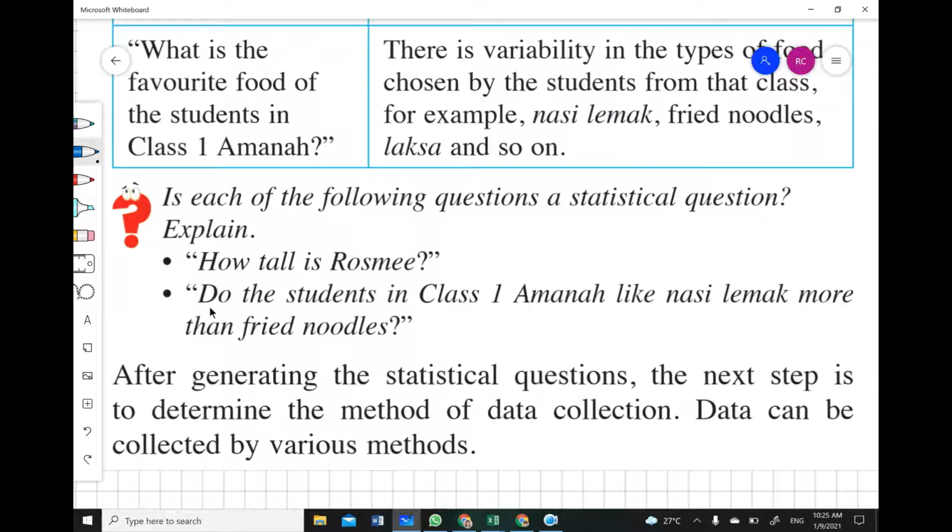Okay? And then we look at the second one. Do the students in class 1 Amanah like nasi lemak more than fried noodles? Is it a statistical question? Yes, it is, because we can decide. This student might like nasi lemak. This student might like fried noodles. So everybody has different likes over there. So we can collect data from there. We have a variability over there, meaning that it is a statistical question.